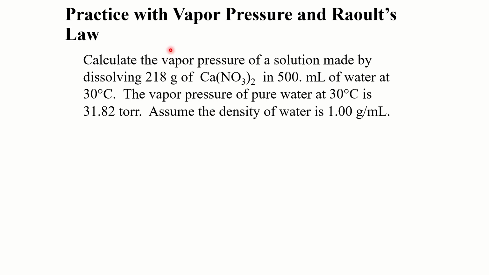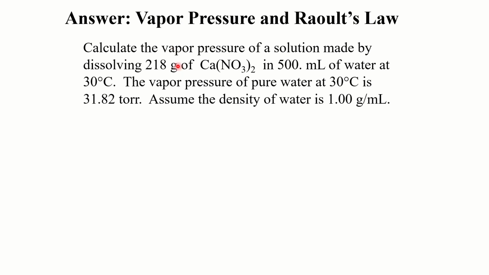Calculate the vapor pressure of a solution made by dissolving 218 grams of calcium nitrate in 500 milliliters of water at 30 degrees Celsius. The vapor pressure of pure water at 30 degrees Celsius is 31.82 torr. Assume the density of water is 1 gram per milliliter. Right away, if you're being asked to do a vapor pressure problem, you should recognize that we are using Raoult's law. P stands for vapor pressure of the solution, equals X solvent, the mole fraction of the solvent, times P0, which is the vapor pressure of the pure solvent.